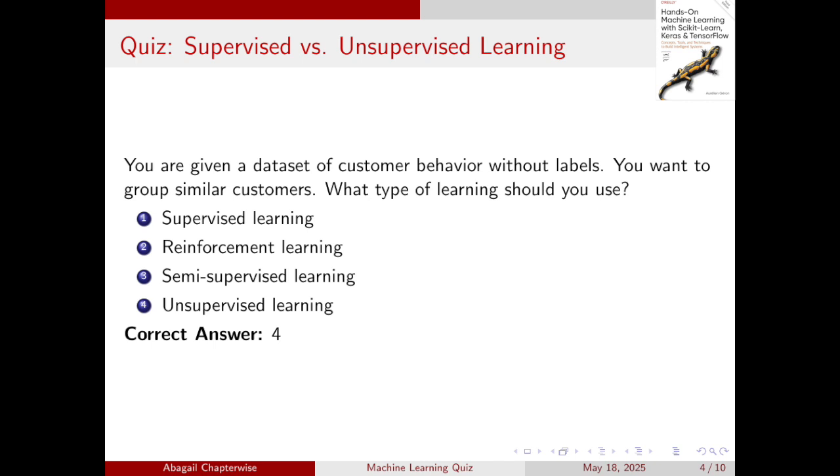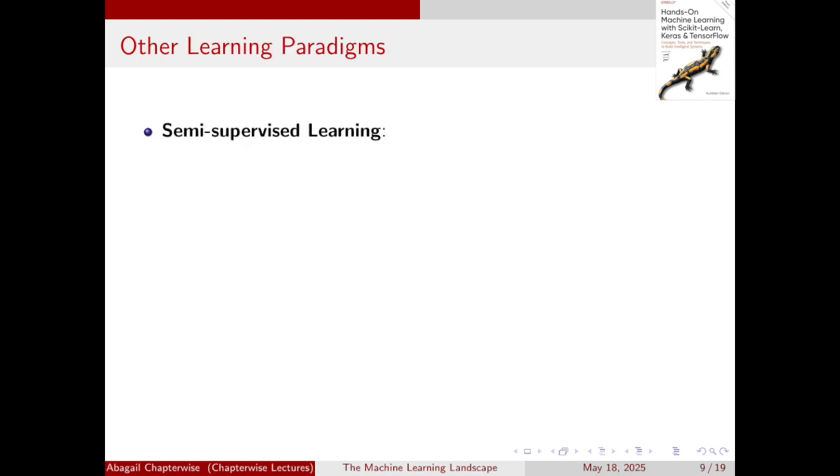The right answer is 4. In unsupervised learning, we don't have labels, so the algorithm has to find patterns or clusters all on its own, like in customer segmentation.